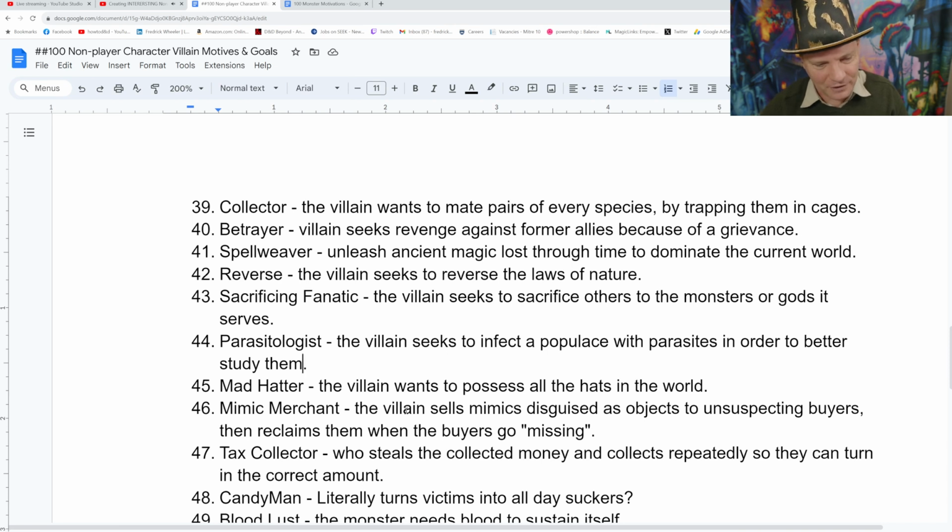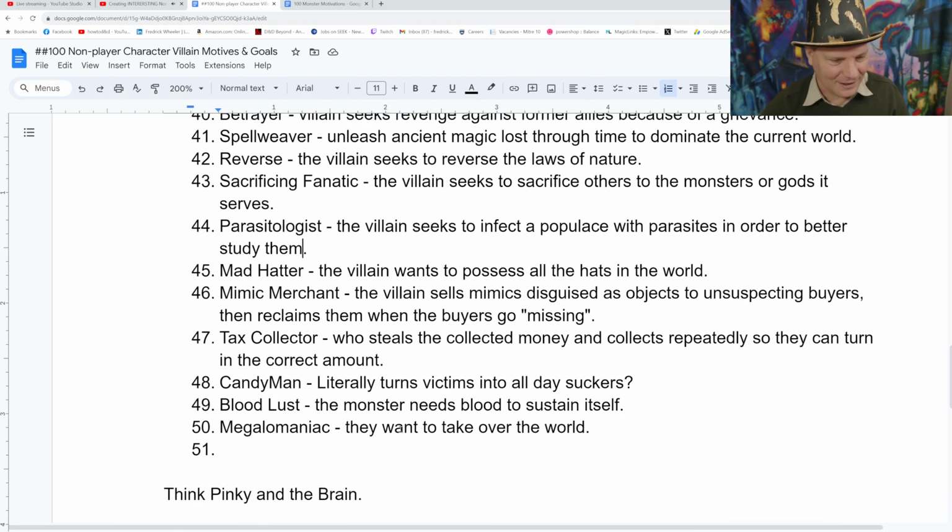Mimic Merchant, the villain sells mimics disguised as objects to unsuspecting buyers. Well done. Sell them to somebody, then reclaims them when the buyers go missing. All right. Tax collector, who steals and collects the money and collects repeatedly so they can turn in the correct amount. Okay, so tax collecting gone wrong, I guess. It's a little bit wonky.